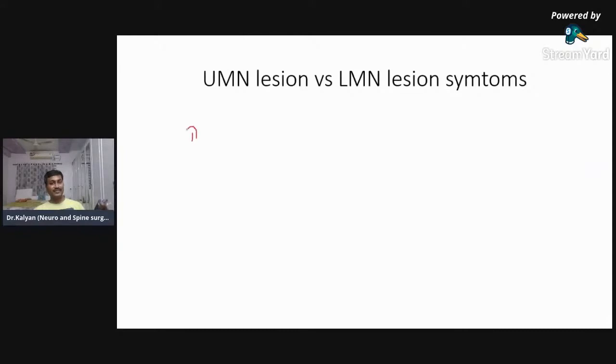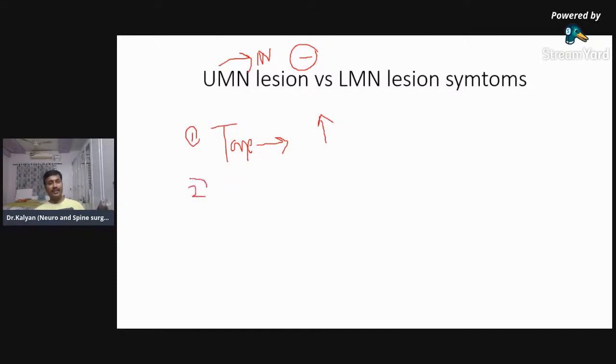Now you have understood the concept of UMN and LMN. So you know the function of UMN is inhibitory to LMN. So it is inhibitory, that is negative. So what are the clinical features of UMN versus LMN? What happens to tone in UMN lesion? Whenever the UMN is lost, the negative force is lost. So the reflex arc becomes hyperactive. So the tone increases.